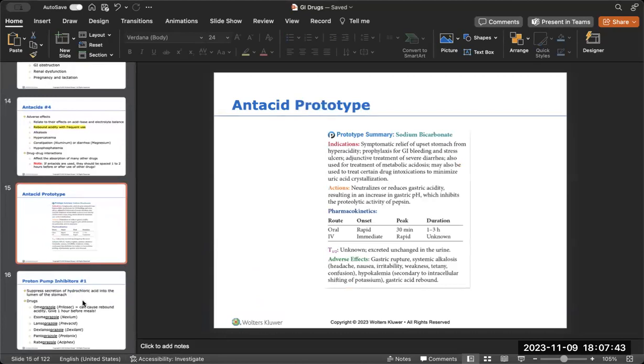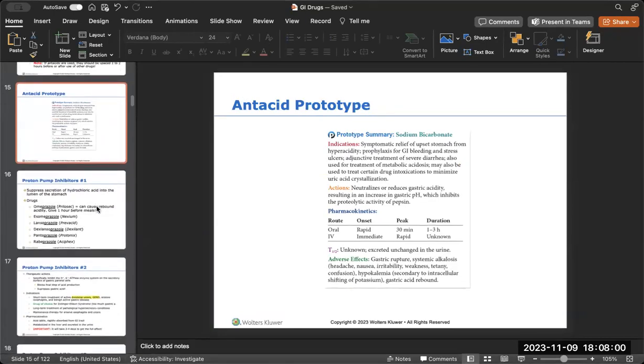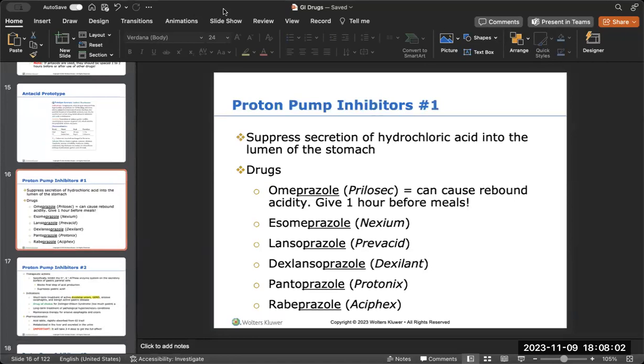This is just a rundown of the prototype. Like I said, sodium bicarbonate, you could read into that. But I said the problem that you most particularly see with this is the systemic alkalosis. Okay, that is a problem with that. Any questions so far on the 2 classes of drugs that I went over?